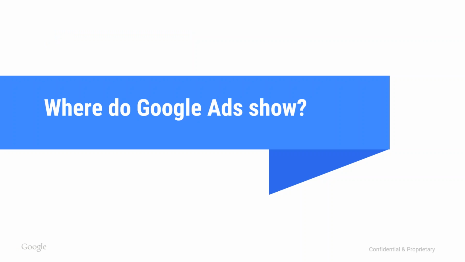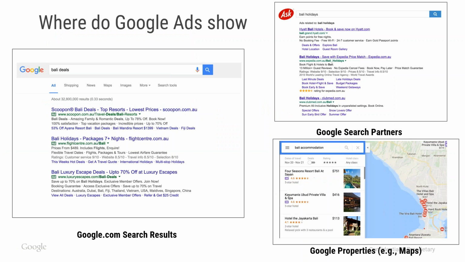So let's start off with where Google Ads show. I'm sure you're already aware of this, but let's quickly go through it. Google Ads show on google.com, on our partner sites like ask.com and aol.com. They also show on other Google properties like Google Maps. And these ads show when our customers proactively search for our products or services. So let's say in the example you see, I search for Bali deals, it will show me all the results related to Bali deals.